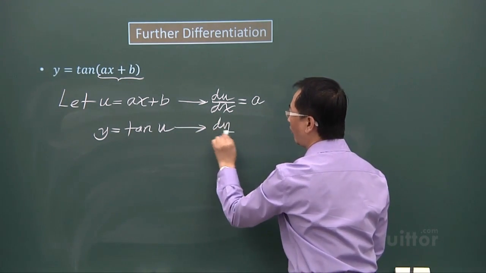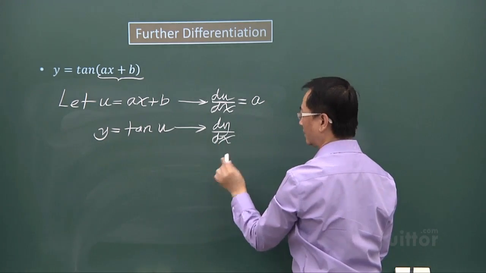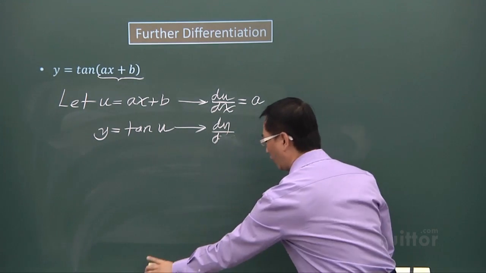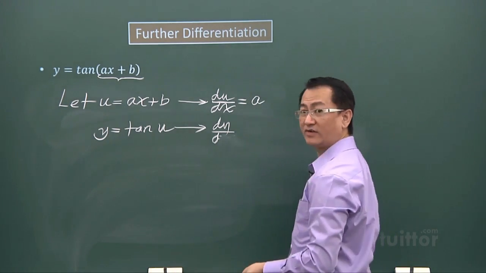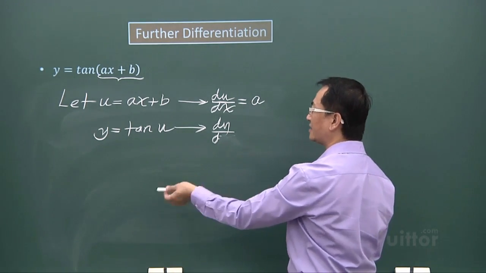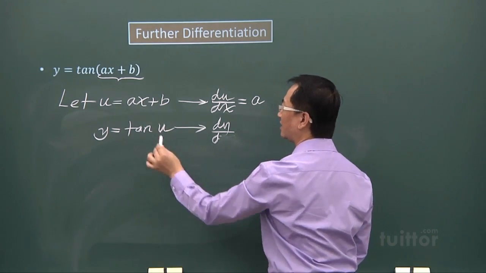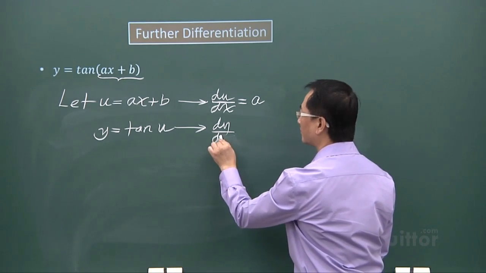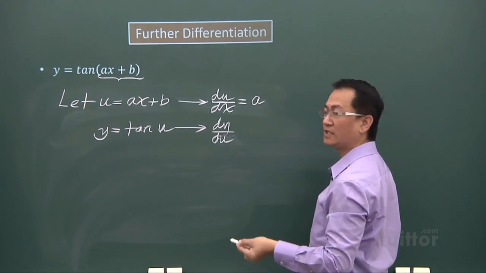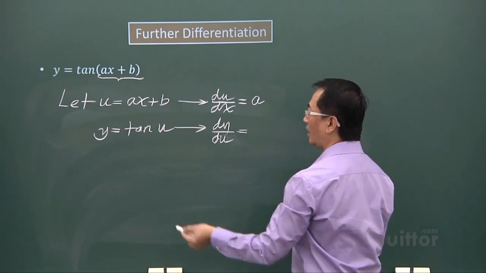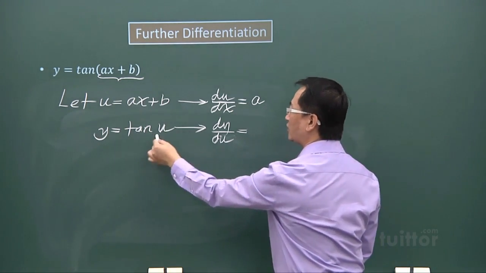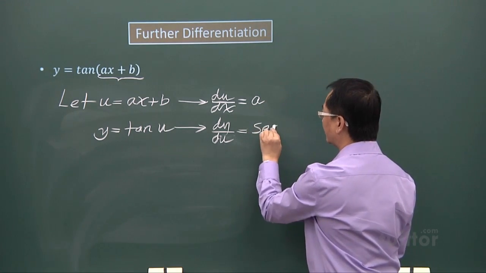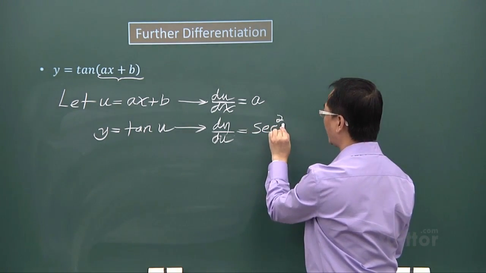Here, dy over dx. Oh, do you know why it is not dy over dx? First, this expression, the function, is a function of u. So here should be a du. So differentiating tangent u, I get secant squared u.